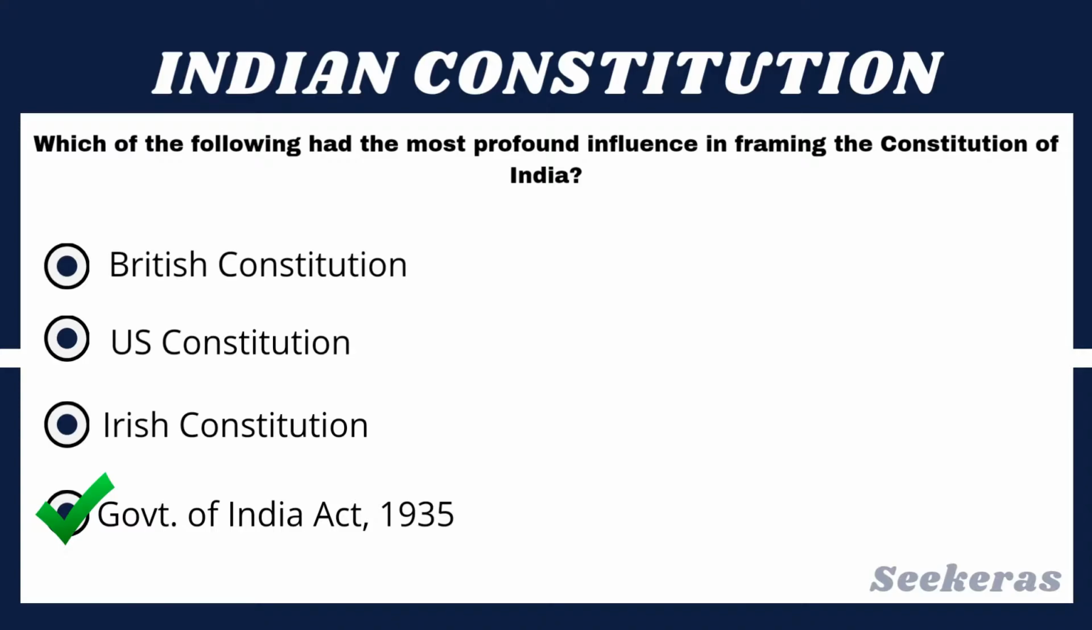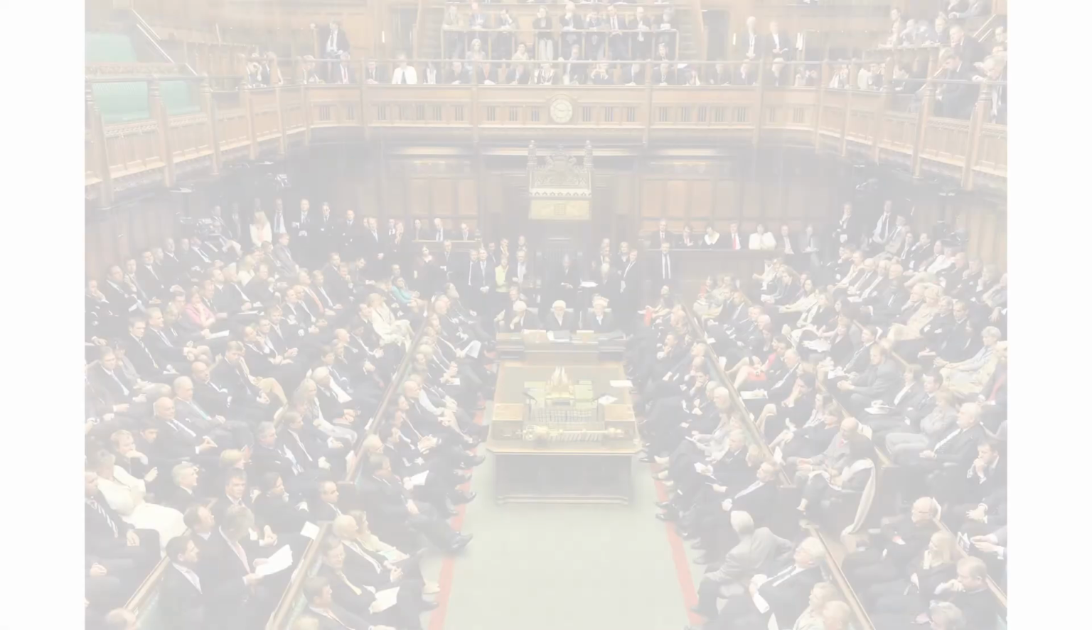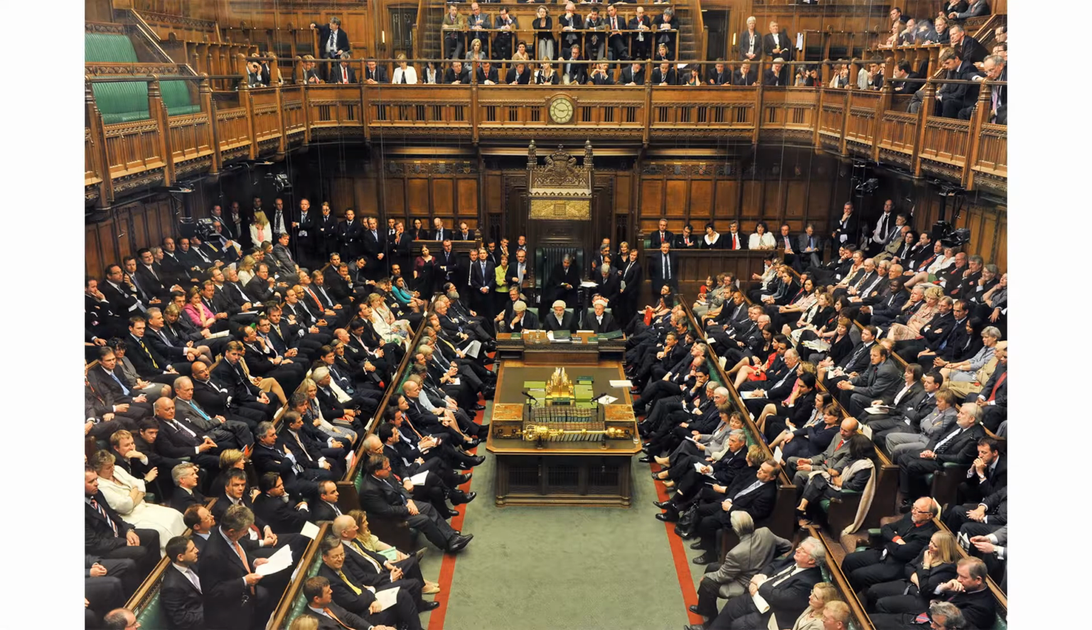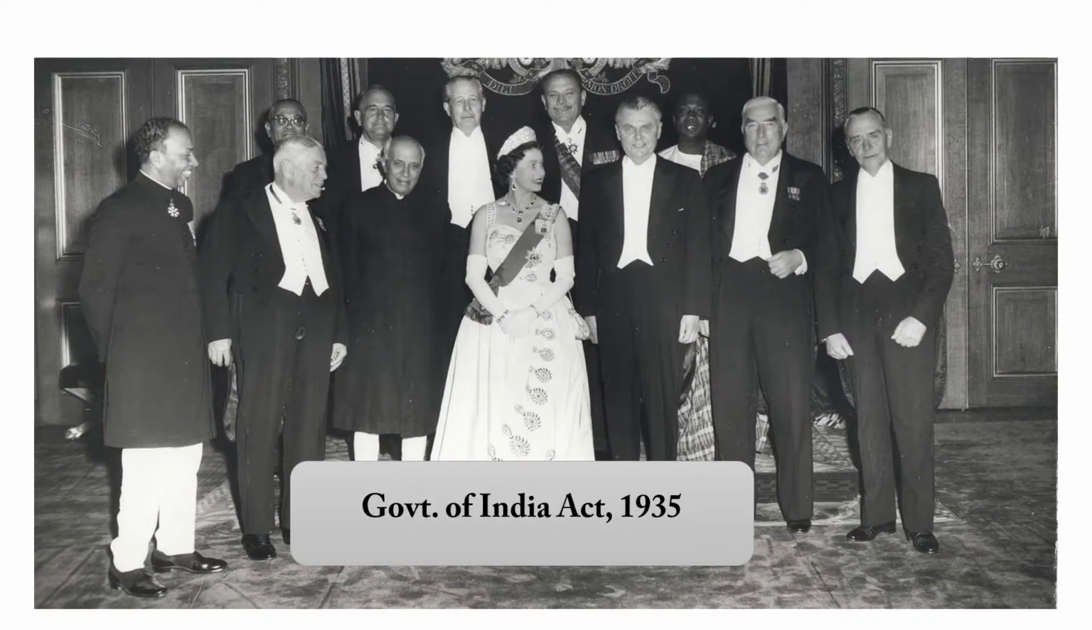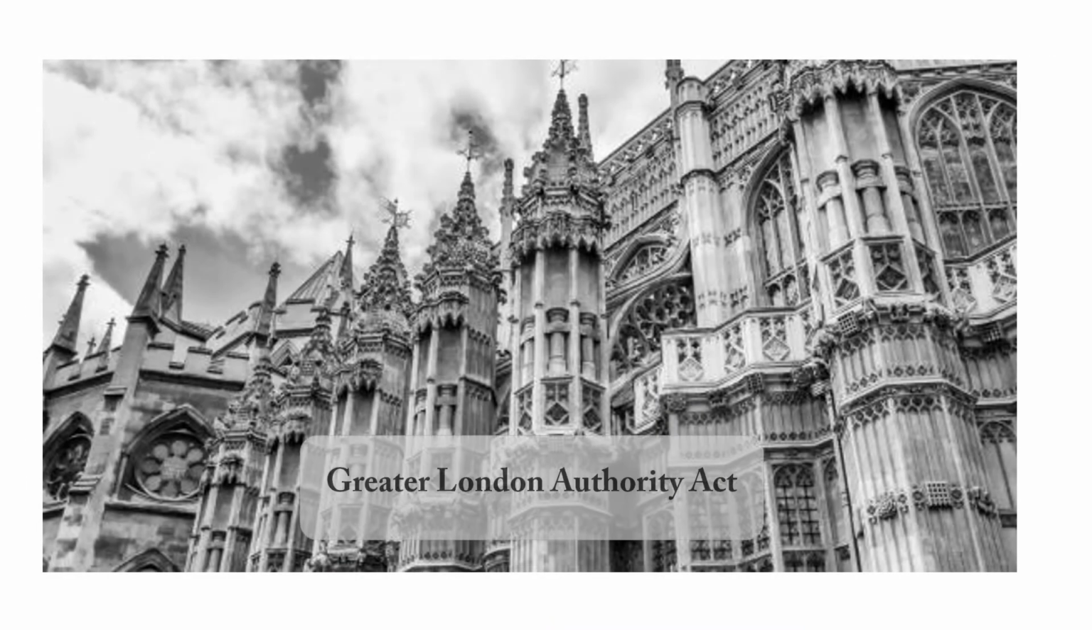The Government of India Act 1935 was an act adopted from the Parliament of the UK, or United Kingdom. It originally received royal assent in August 1935. It was the longest act of the British Parliament ever enacted until the Greater London Authority Act 1999 surpassed it.